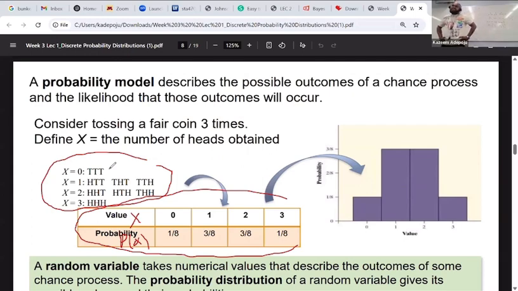Is there anyone who doesn't understand how the table is being set up? That's a probability distribution. Okay, now from the table, we can produce a histogram. All we need to do is to have a diagrammatical plotting of the probability against the value. Is there any question about that? You see the way we went from performing the experiment to generating a probability table, and from the probability table, we're able to sketch the histogram.